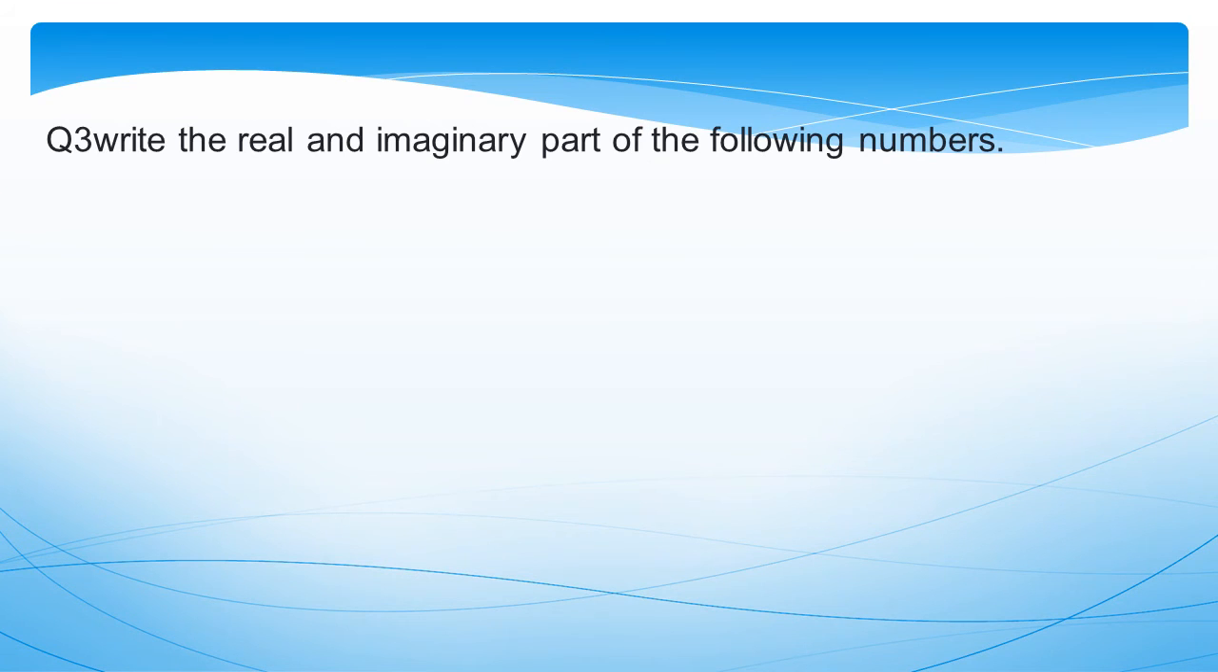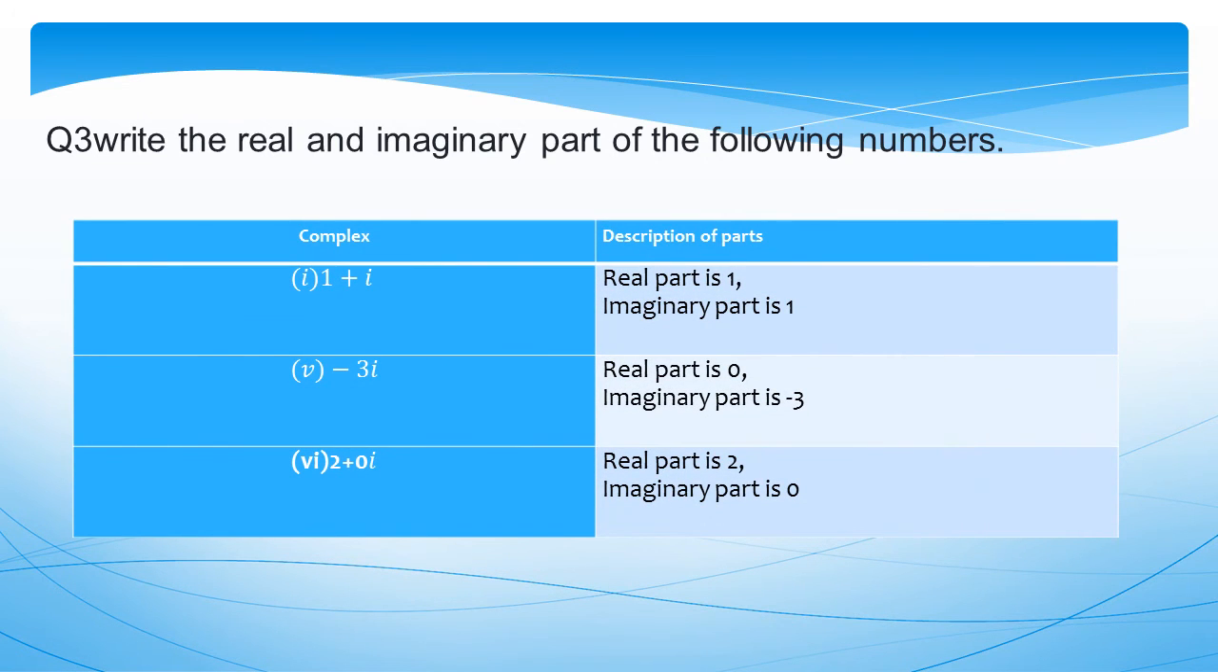Question number 3 from exercise number 2.5. Write the real and imaginary parts of the following numbers. The complex number is 1 plus iota, and the real part is 1 and the imaginary part is 1. Minus 3 iota, the real part is 0 and the imaginary part is minus 3. 2 plus 0 iota, the real part is 2 and the imaginary part is 0.